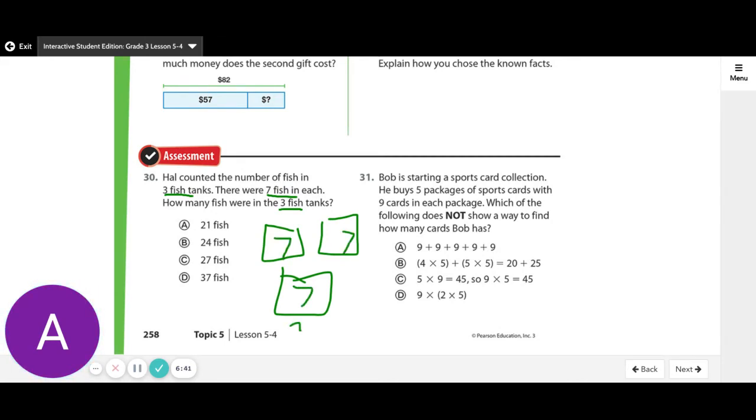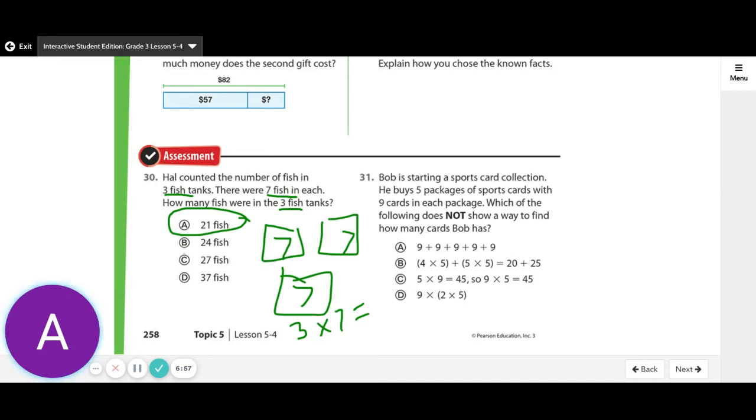So I can think about 3 times 7. I know 1 times 7 is 7. 2 times 7 is 14. 3 times 7 is 21. So I know there's 21 fish all together.